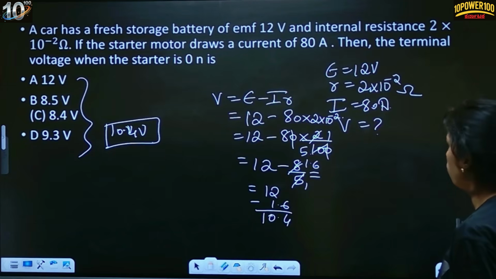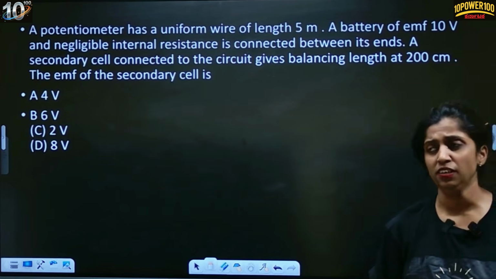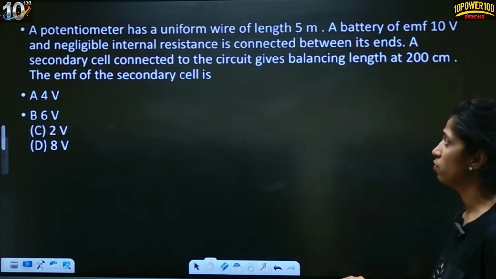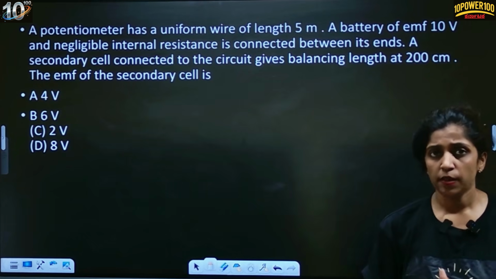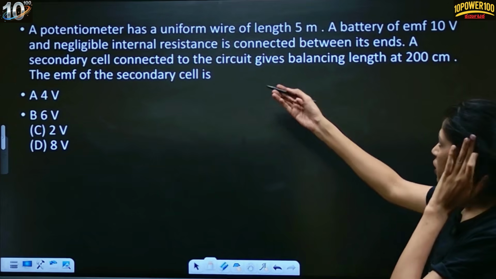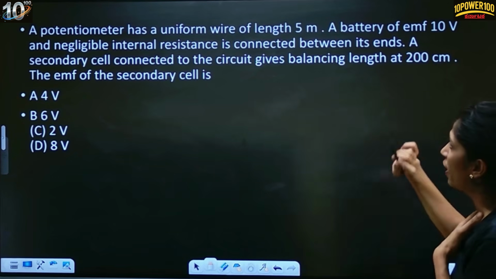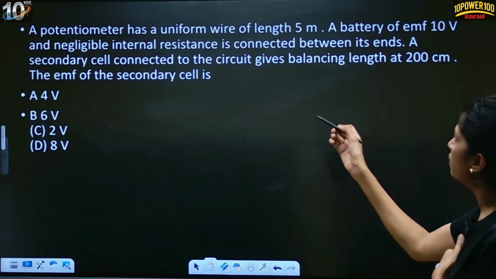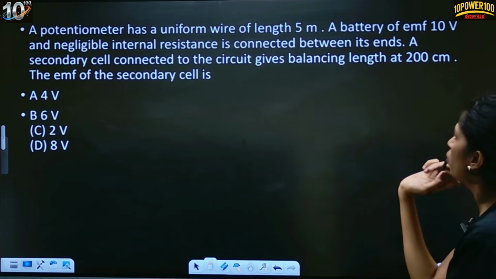Fine. So moving to the next question, a potentiometer. Again, this is a potentiometer question which is not in the syllabus, but it is very simple also. You can just know that because this works on the principle of the Wheatstone network. So you might get similar questions. A potentiometer of a uniform wire of length 5 meter and a battery of 10 volt and internal resistance is connected between the ends. A secondary cell is connected to a circuit giving a balancing length of 200 centimeter. What is the EMF of the cell?